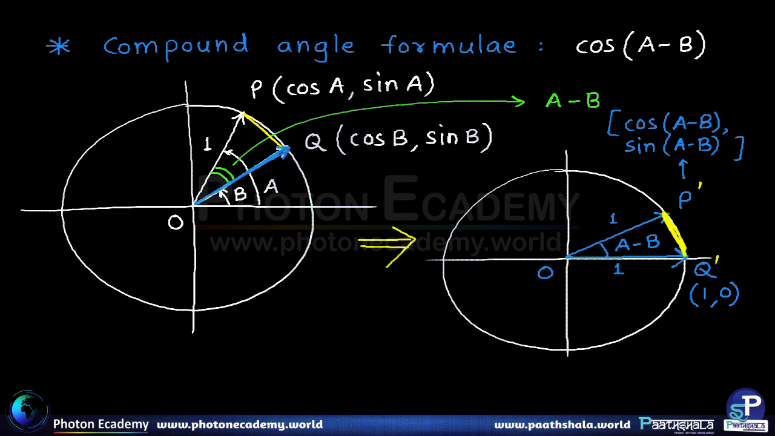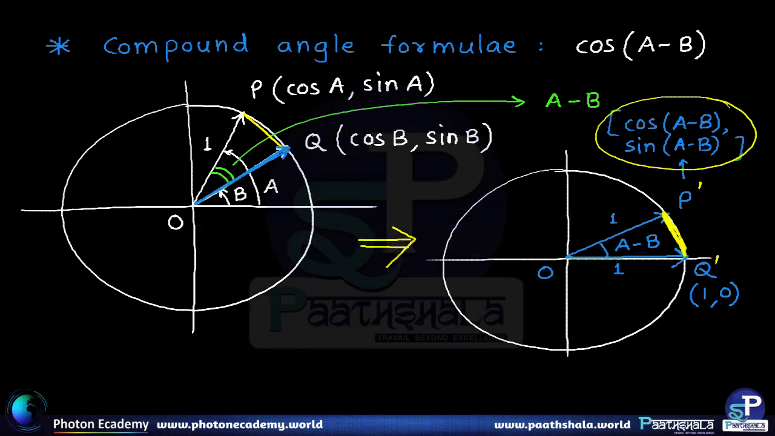Before we move to the next slide, let us make sure that we remember the terms. P dash Q dash is nothing but the distance between the point cos A minus B, comma sin A minus B and the point 1, 0.